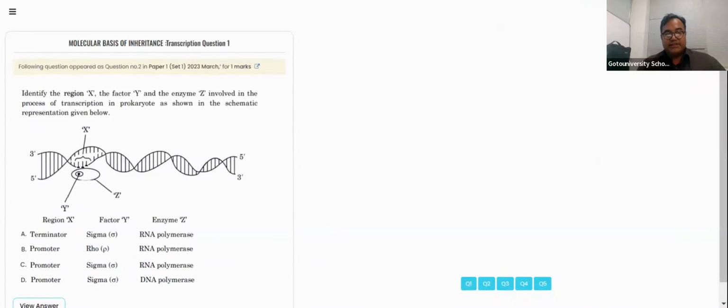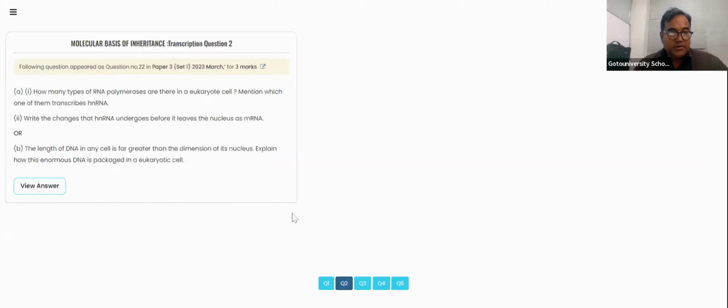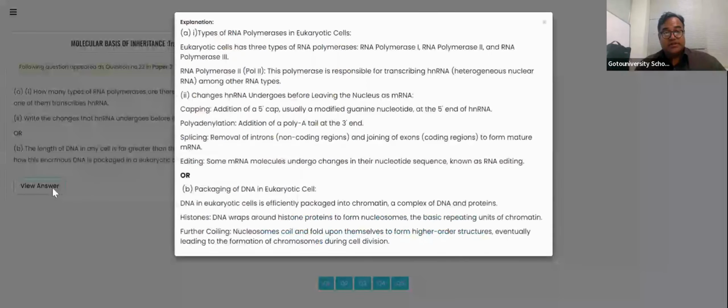The option C is the correct answer, right? So now we are entering into the other question. How many types of RNA polymerase are there in the eukaryotic cell? Of course, three. Three types of RNA polymerase are there. So the first and second questions, both are choice questions, which have been repeatedly asked n number of times for the past 10 years. This is the way we need to narrate the answer, right?